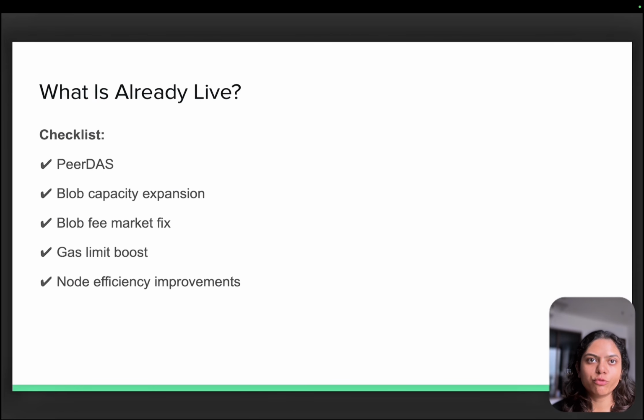So now we want to know what is live already. Fusaka is already live on 3 December. So what is live? All of the following are already activated: PeerDAS, Blob capacity expansion, Blob fee market fix, gas limit boost, node efficiency improvement. Those are all things we understood before. They are all live already. This isn't a proposal. These are all things that are live right now.